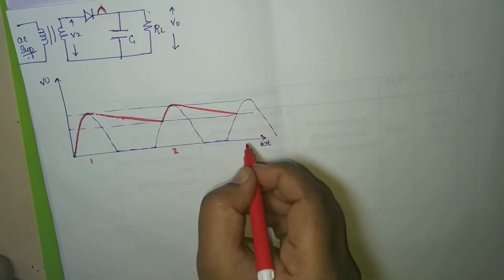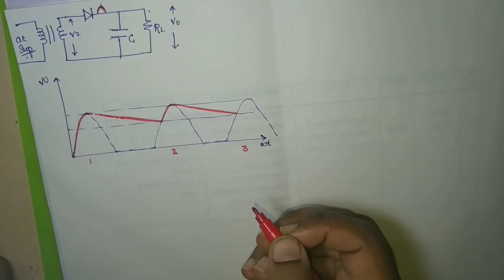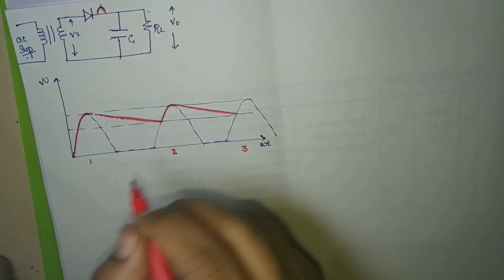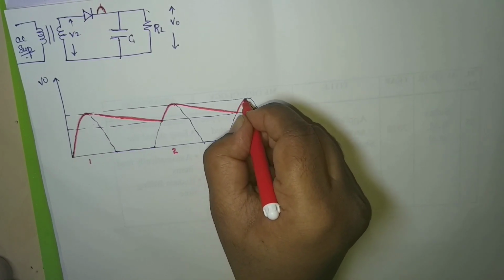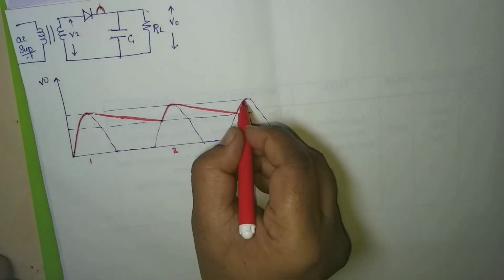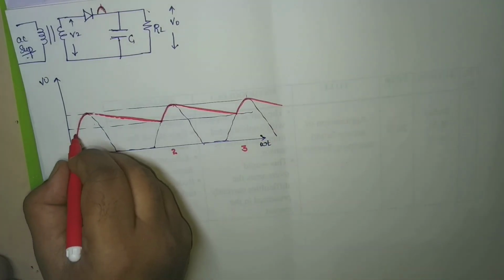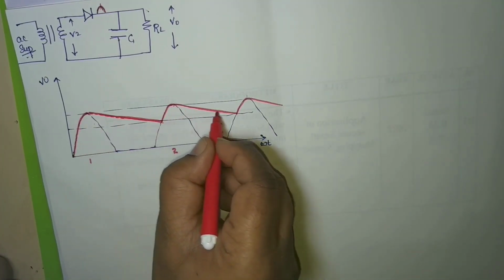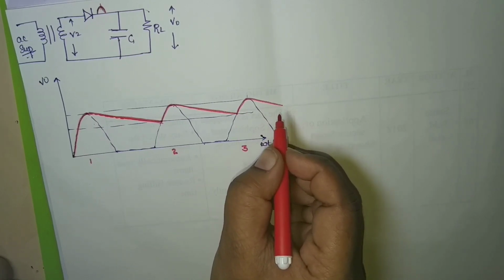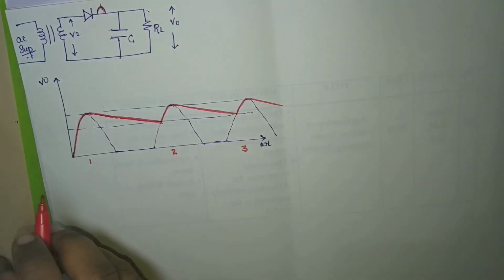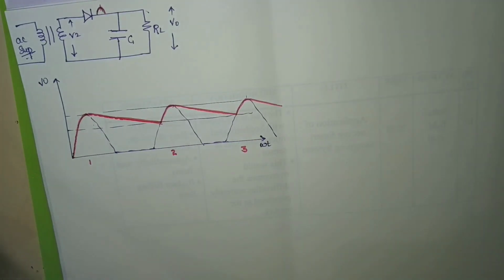Again, while discharging, it will encounter the third pulse. Once it encounters the third pulse, again it will start charging. After the peak value, again it will start discharging. This process of charging and discharging continues. Now coming back, I'll explain the waveform first.